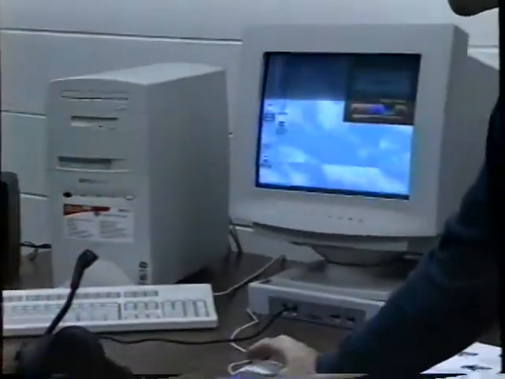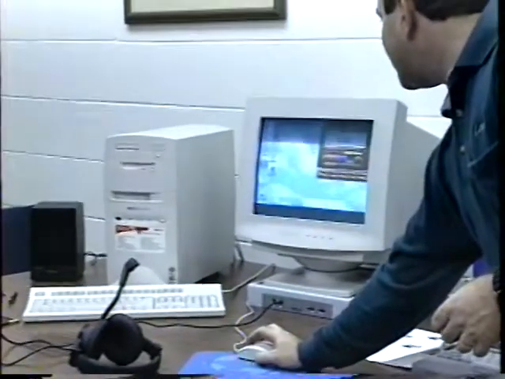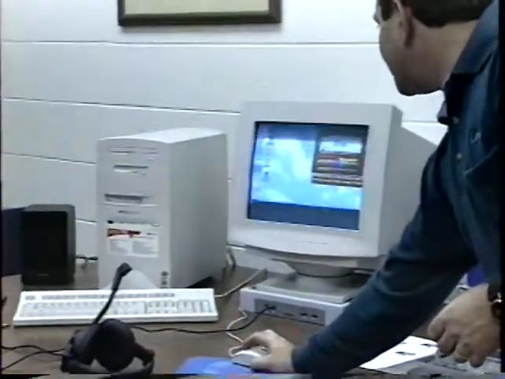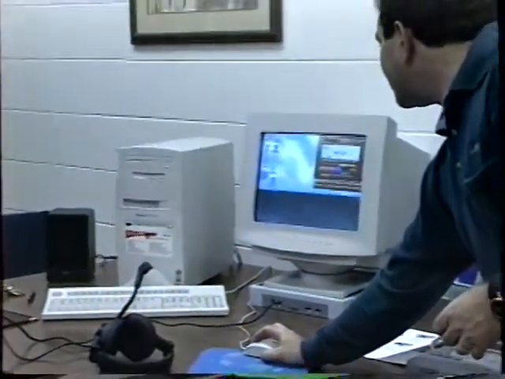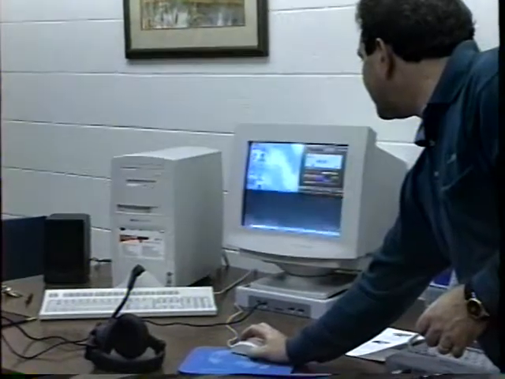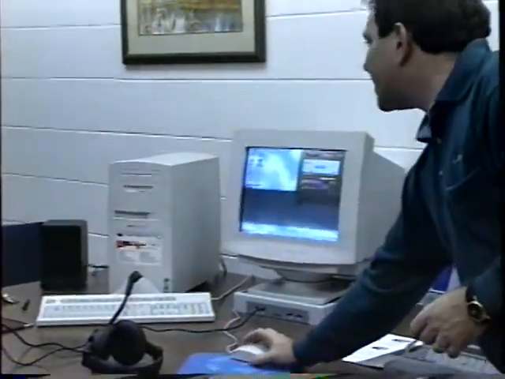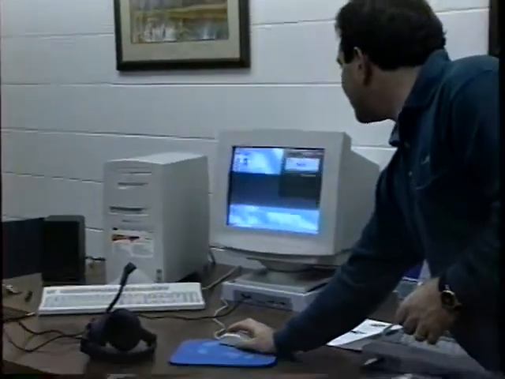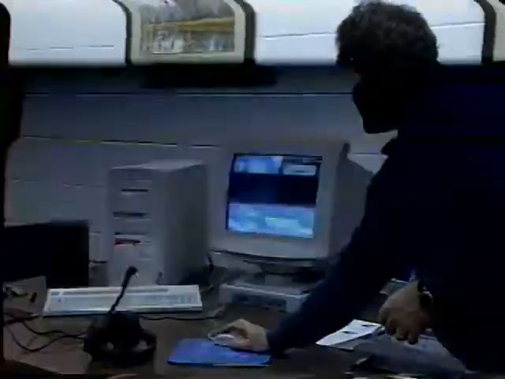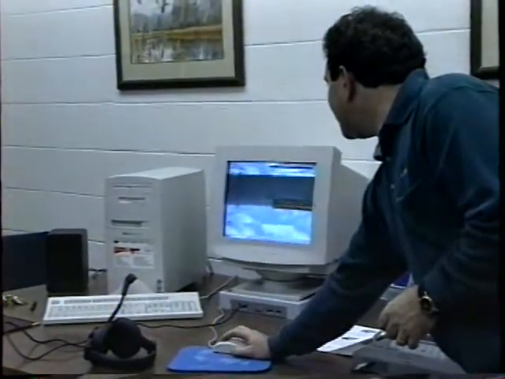So I can go in here and pick a file, and obviously this will be heard over the headset. You can move anywhere you want on the file. It's nice to hear your voice. You can bookmark areas. You can also access video media.